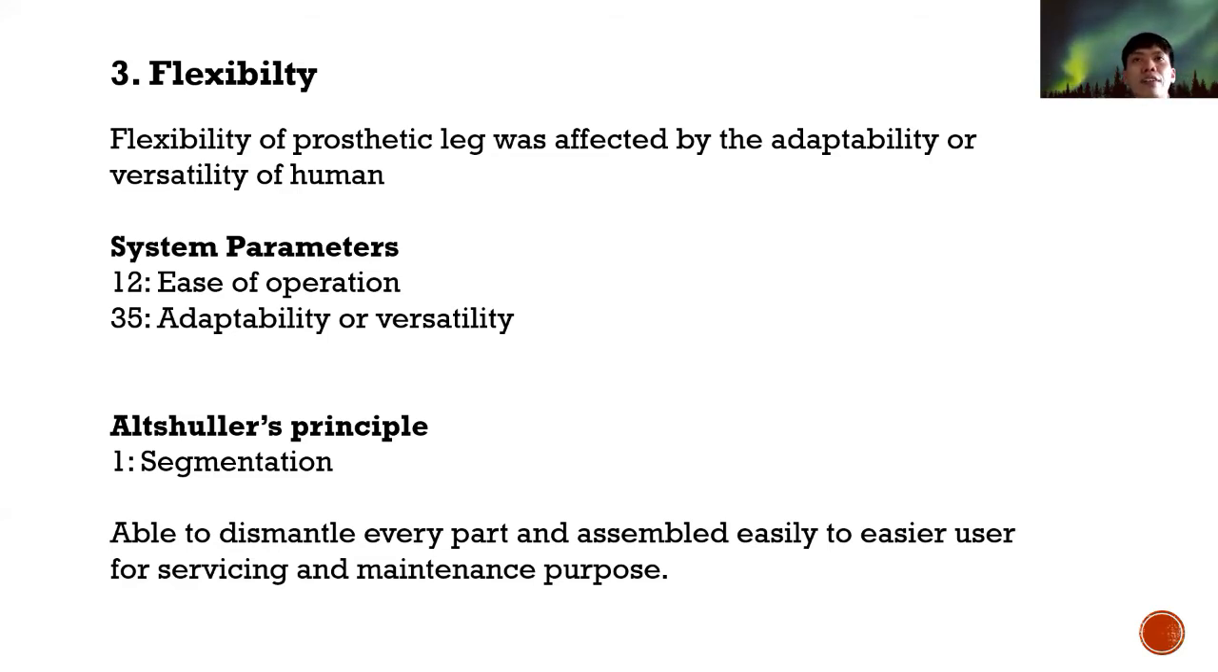The third one is the flexibility. Flexibility of the prosthetic leg is affected by the adaptability or versatility of the human. So in system parameter, the improving feature is ease of operation. Then for the inventing principle I choose segmentation, which is able to dismantle every part and assemble it easily, making it easier for the user for servicing and maintenance purposes.